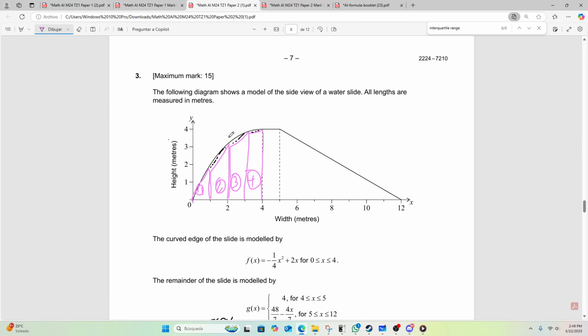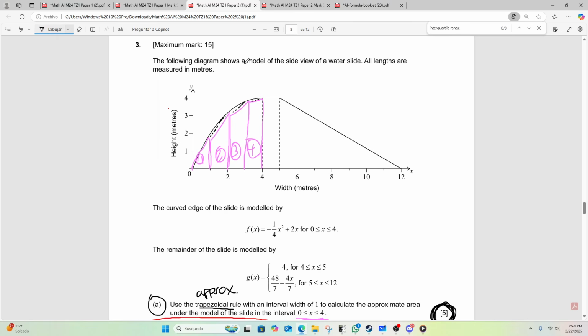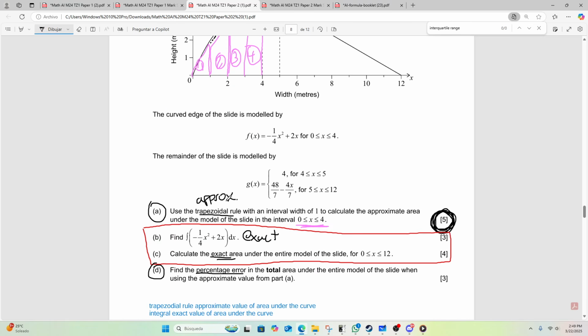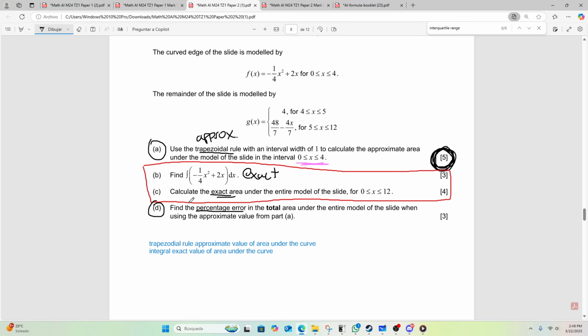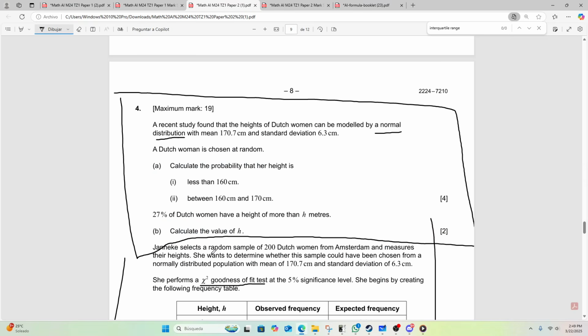All right, and if we keep going for number 3, I already talked about it earlier, but here's trapezoidal rule. Then we have the exact value. See? Almost always I've seen lately, trapezoidal rule is for the approximate, integral is for the exact, and they request a percentage error from there. Trapezoidal for approximate, integral for exact.